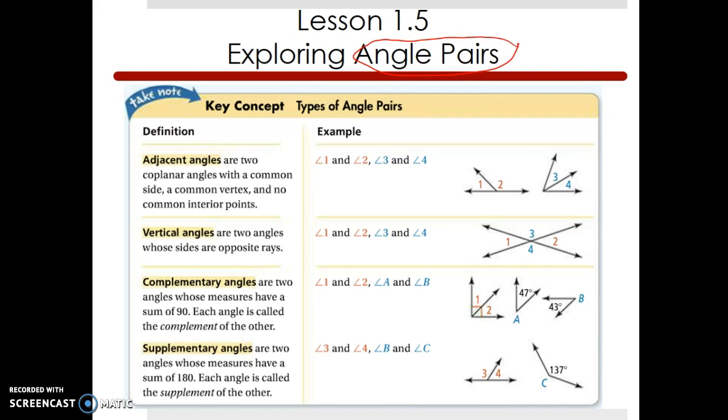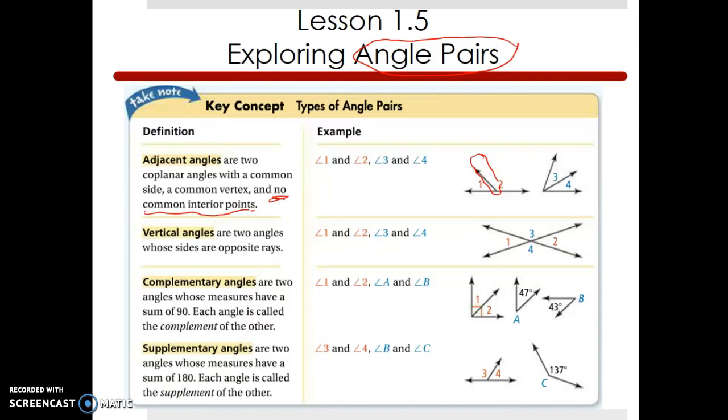The first one is adjacent angles. Adjacent angles are two angles with a common side, a common vertex, and no common interior points. That's important: no common interior points. I'm going to go over an example. Adjacent angles are angles that are next to each other. The only thing they have in common is the side and the vertex. One does not contain the other one.